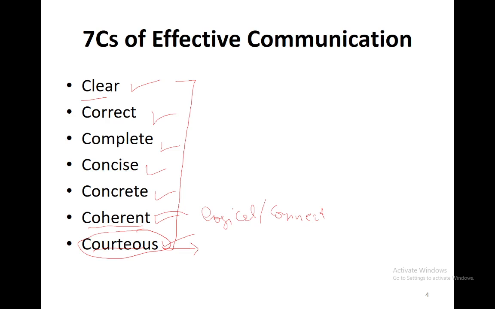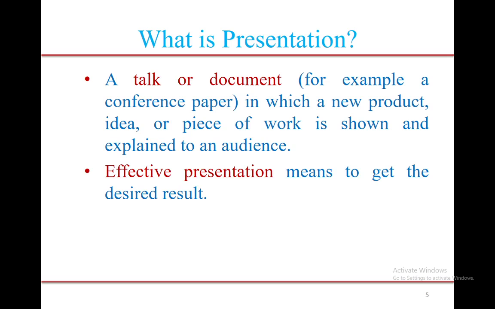So these are the 7 C's of communication, I hope. The next one, now we are coming to the presentation. A presentation is basically a talk or a document, for example a conference paper, where you just need to present your idea, or explain to the audience, to the experts, what type of idea you have. So a presentation, in very short terms, is a message through which you can get your desired result.